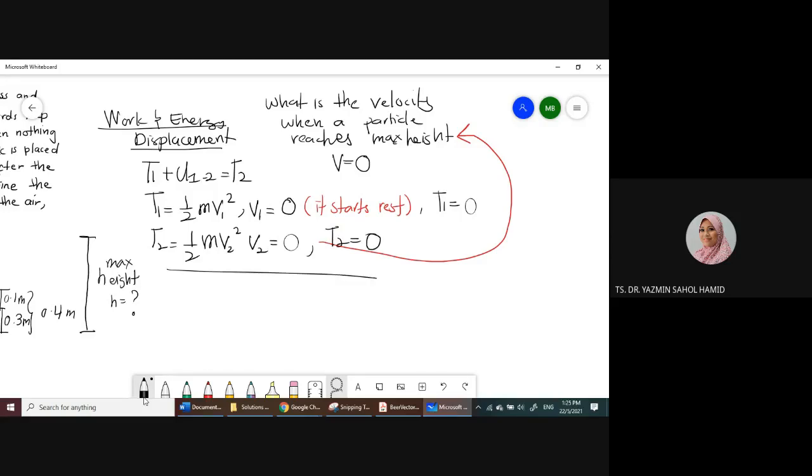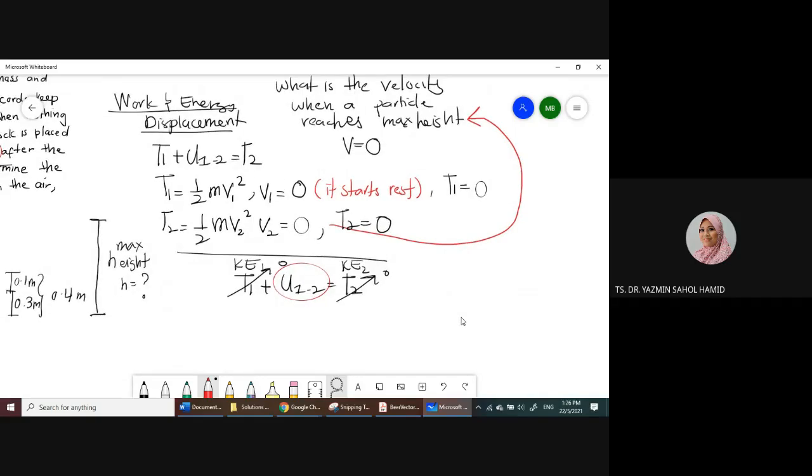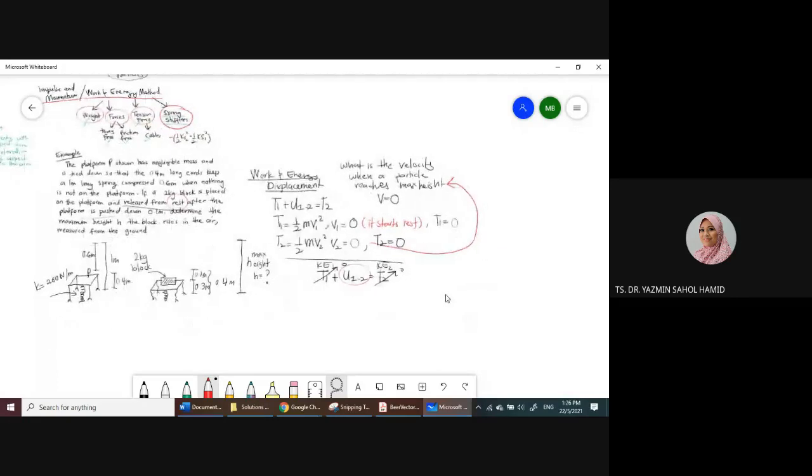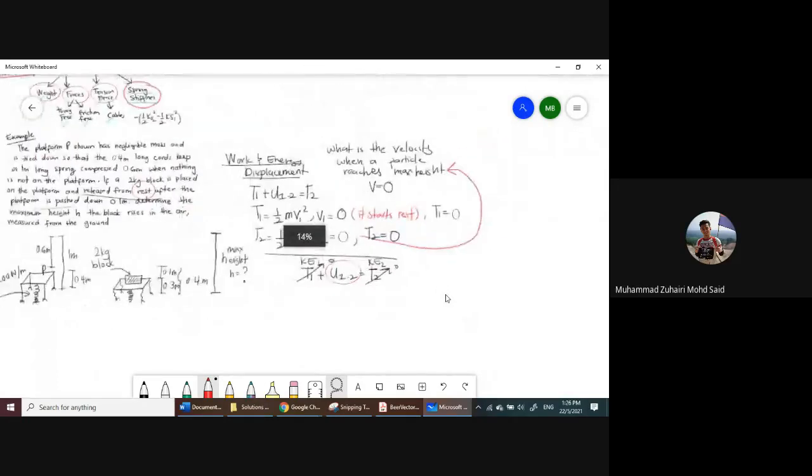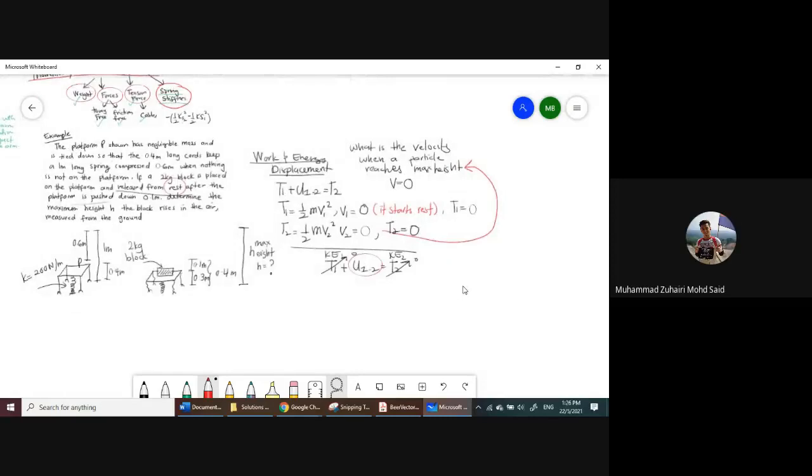Do you understand, guys? So when we write down the formula T1 plus work equals T2, the kinetic energy 1 and kinetic energy 2 are 0 and 0. So what we need to find is the work. Remember there are many types of work. Can you tell me what types of work are involved in this question? Spring force.